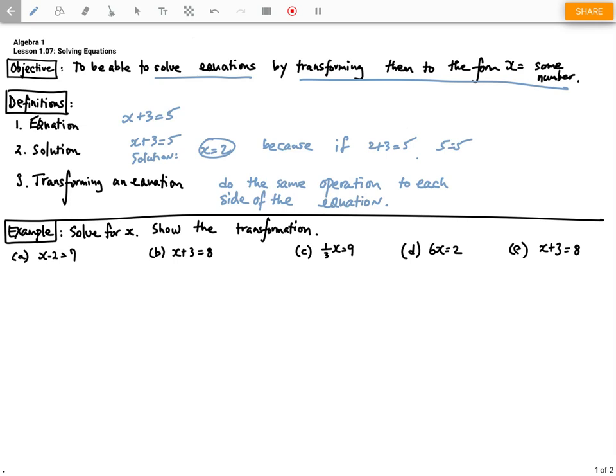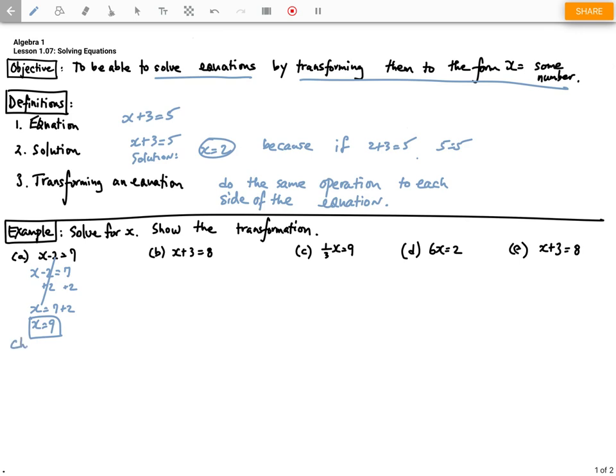So, solve for x, show the transformation. Example A, x minus 2 equals 7. Let's transform each side. So you add 2 and add 2. So that cancels out. So x equals 7 plus 2. Therefore x equals 9.